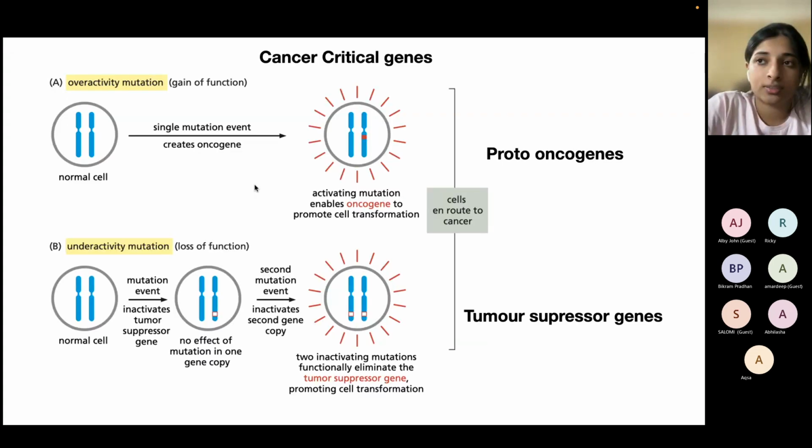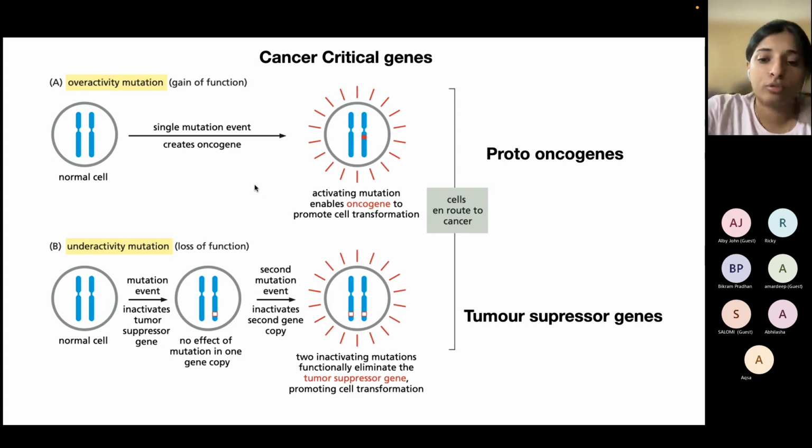So again, this is a class of genes known as the cancer critical genes. These are genes that are most commonly seen to be mutated in a large number of cancer cells and large number of patients that they have taken sampling from. So there are two types of cancer critical genes: proto-oncogenes and tumor suppressor genes.